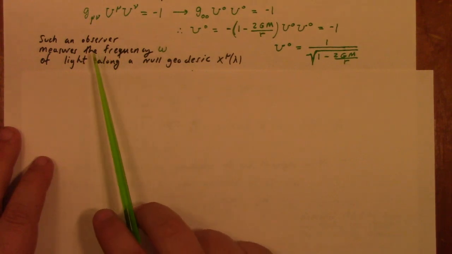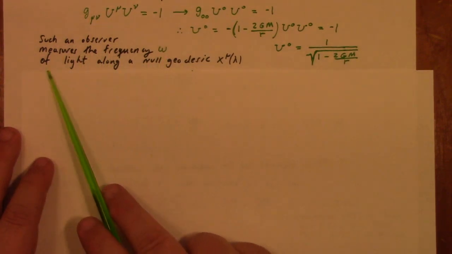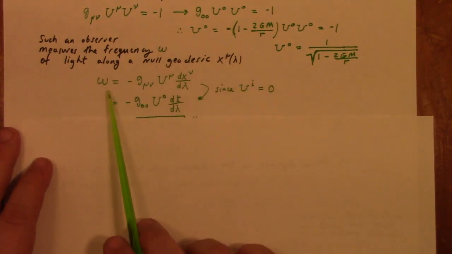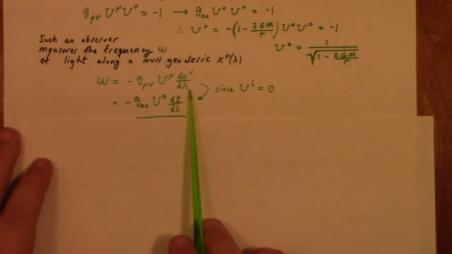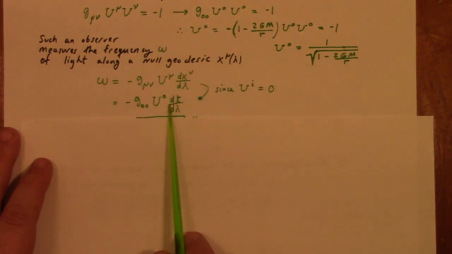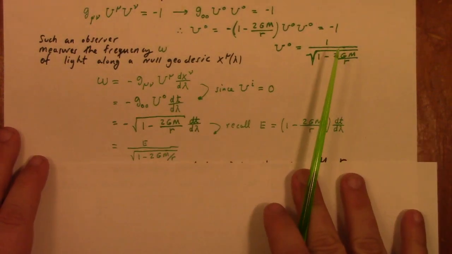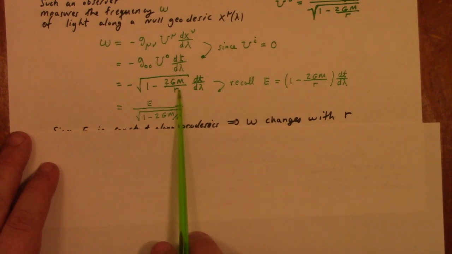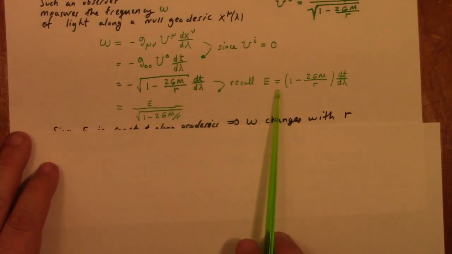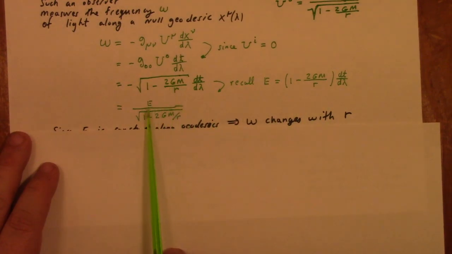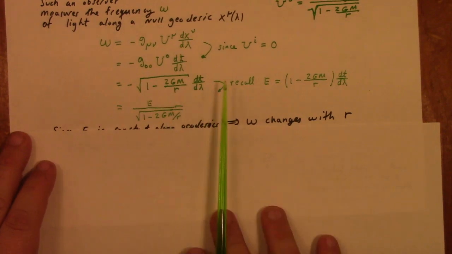And if you had such an observer and they measured frequency omega of light along a null geodesic, then that frequency is given by this formula here. But this just reduces to that because we have u^i equal to 0. And then this is equal to that. But remember that the energy is equal to this, so that's literally energy divided by the square root of 1 minus 2GM over r, all right?